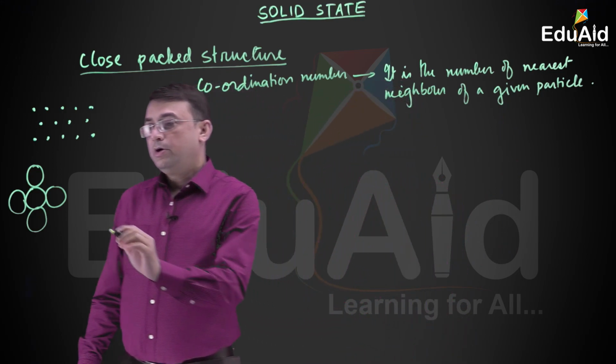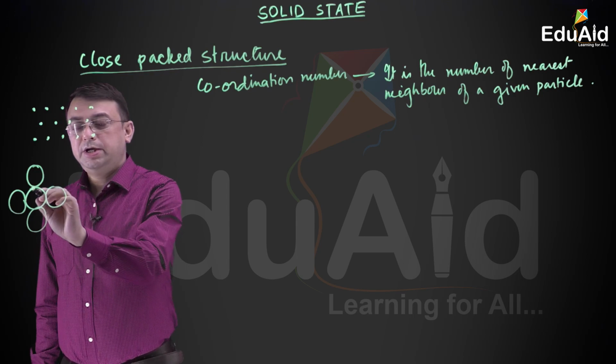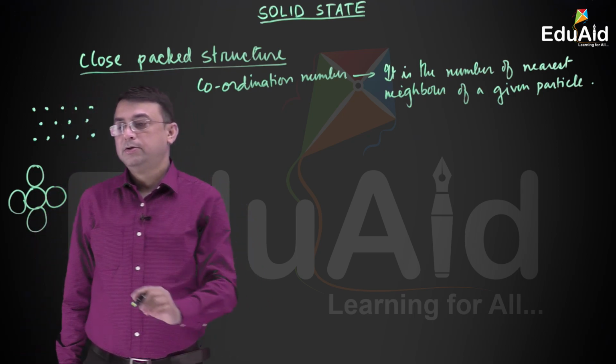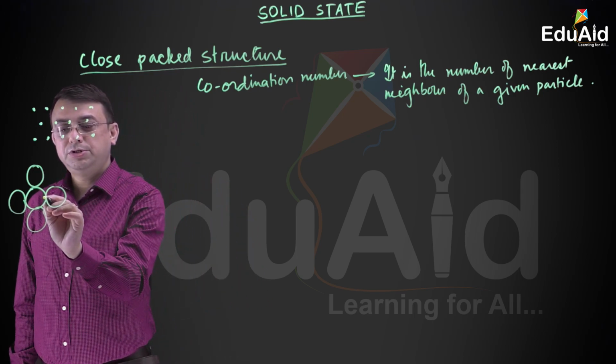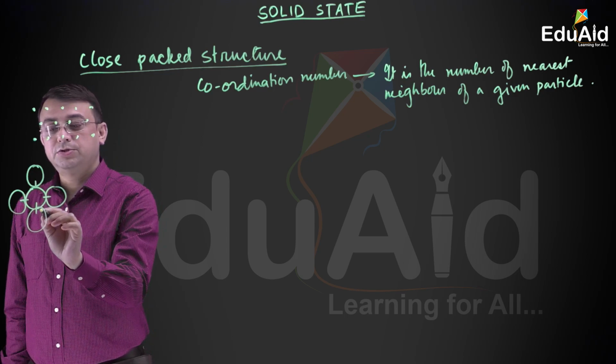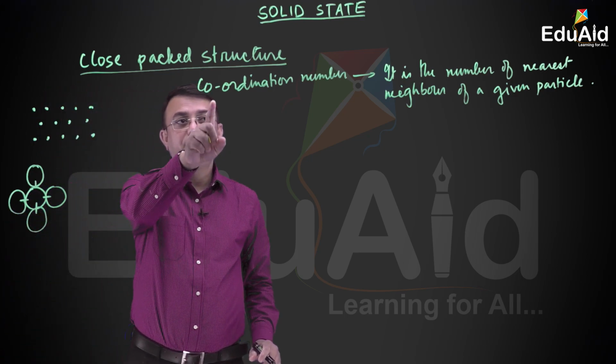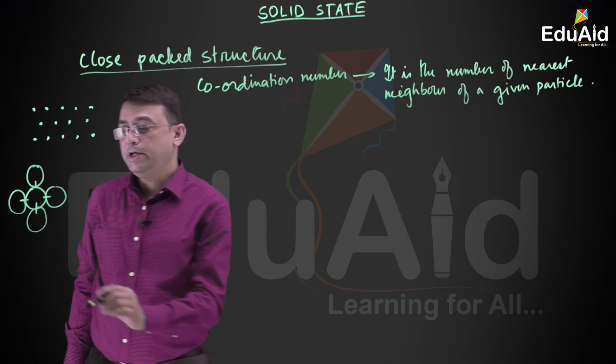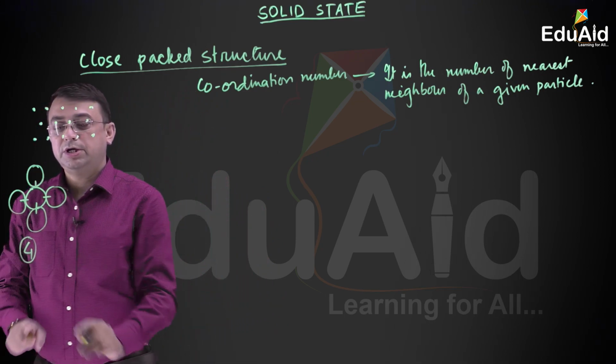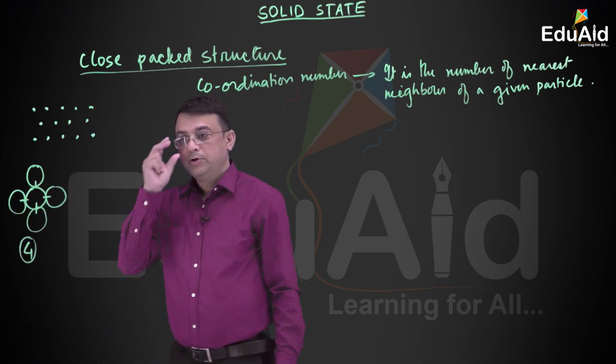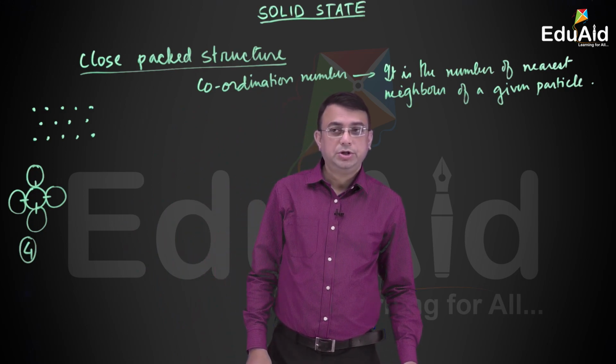Now look, for example, if you consider this particle as the middle constituent particle, it touches 4 other particles. So the coordination number of this particle is 4, because it is touched by 4 particles, isn't it? So that is the coordination number.